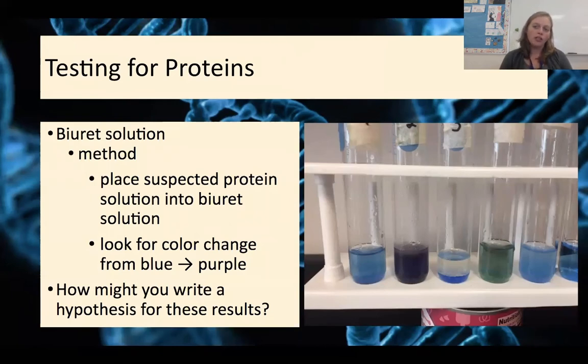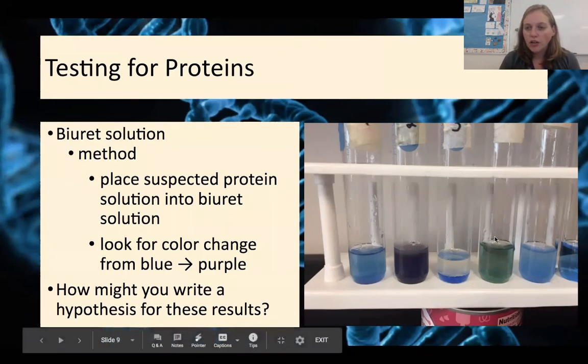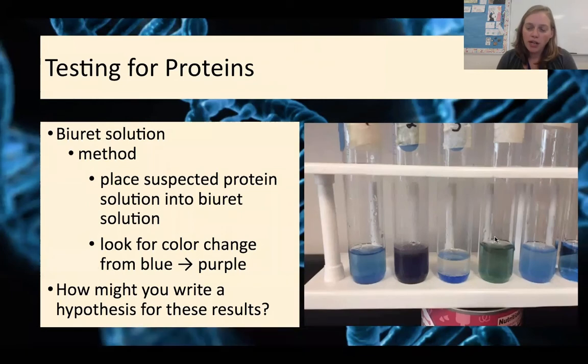So when we looked at carbohydrates, I asked you to think about those results and try to write the problem for that experiment. Now what I would like for you to do is look at these results and try to write a hypothesis for these results. And bear in mind that a hypothesis is always written as an if-then statement. If I do this, then this is what I expect to happen. So I'm going to be quiet for just a minute and let you write your hypothesis.